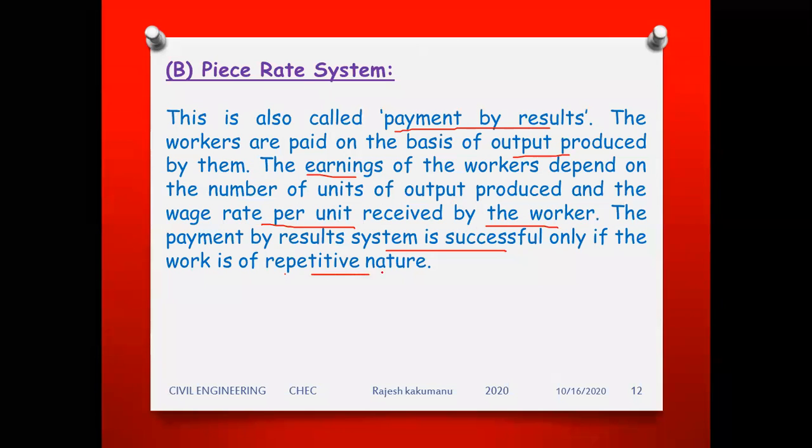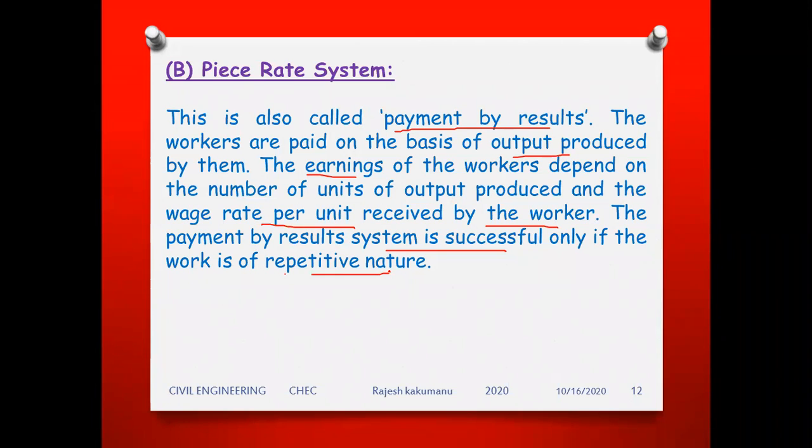When the work is of repetitive nature, for example, carpenters. When a carpenter makes a divan or some sort of interior shelf at home, the householder will not give the total amount. He will give an advance amount, and once the work is completed in full, then he will get the balance amount. So there is a concept of piece rate system.